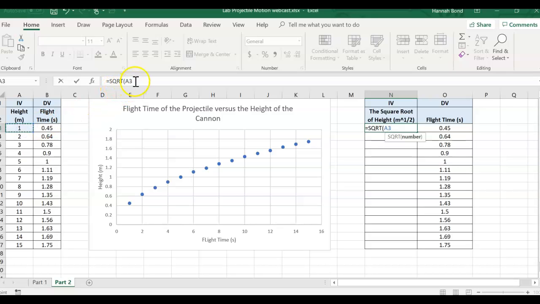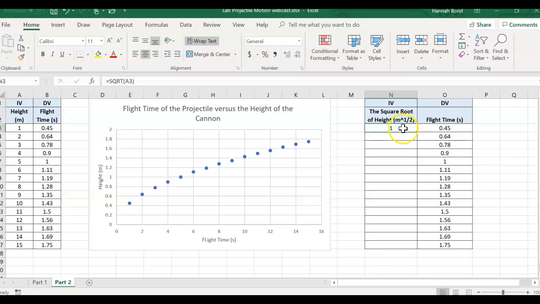Notice that in my formula bar, it is putting the address of the cell that has the first height. And then I click in that formula bar and I close the parenthesis. So I'm just basically telling it to take the square root of whatever number was in cell A3. Hit the enter key. Okay. So far it doesn't look too exciting, right? But it is correct. The square root of 1 is 1.